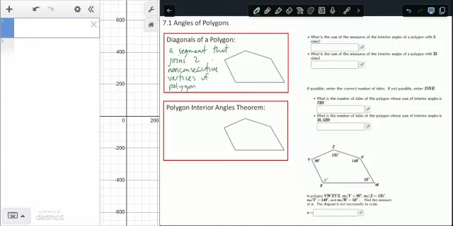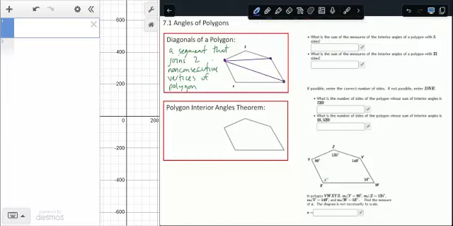So if you pick any vertex anywhere along this polygon, so let's say we pick this vertex right here. Every diagonal you can draw from this vertex is just a segment connecting that vertex to any vertex other than the two right adjacent or right consecutive to it, which would be this one and this one. So here would be a diagonal, and here would be a diagonal.